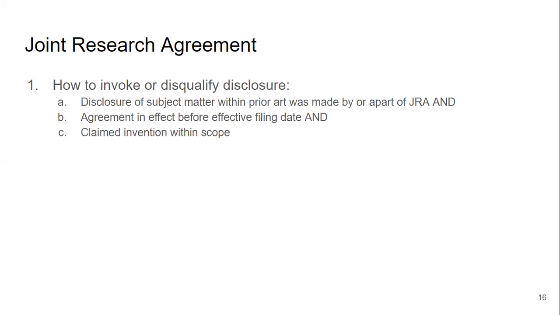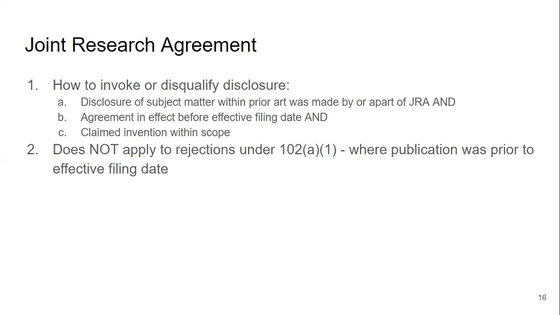And remember, this is not available if it's a rejection under 102(a)(1), only if it's a rejection under 102(a)(2). So if the publication was prior to the effective filing date, then it doesn't work here. It's only if the dates are close enough together that the filing date was before the filing date of the application, but it hasn't been issued.